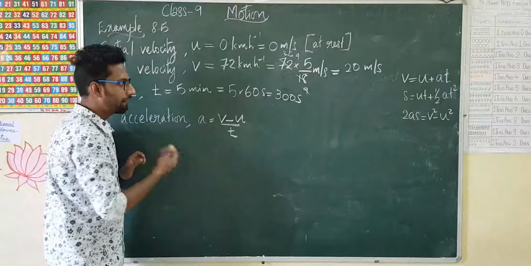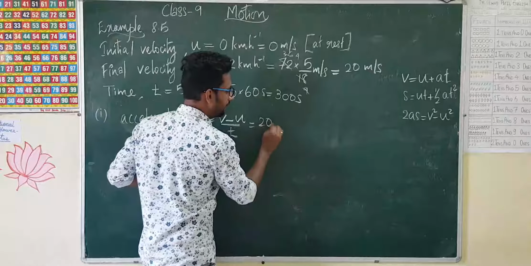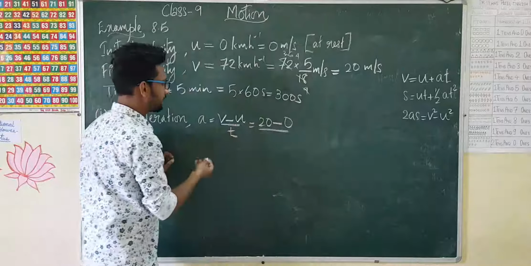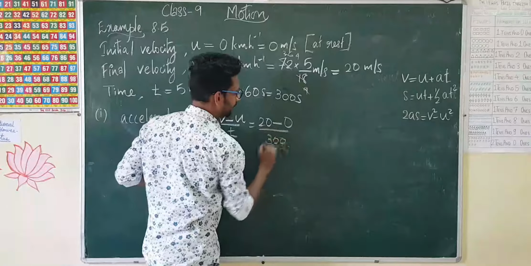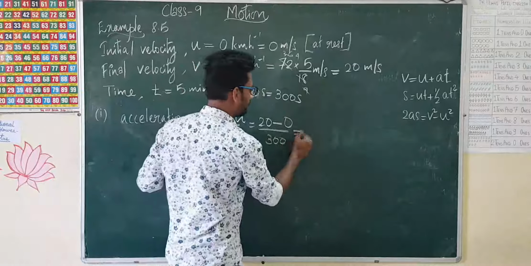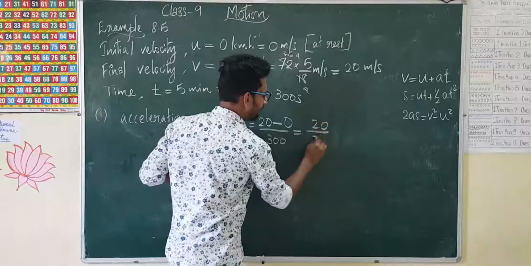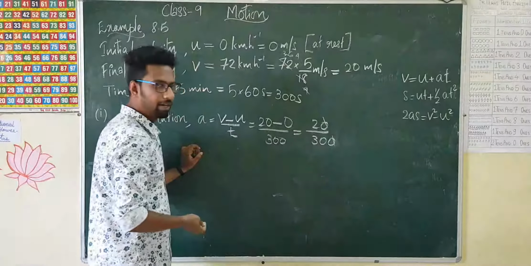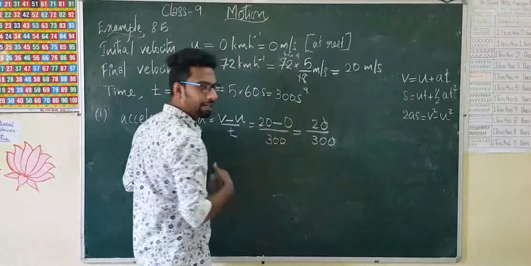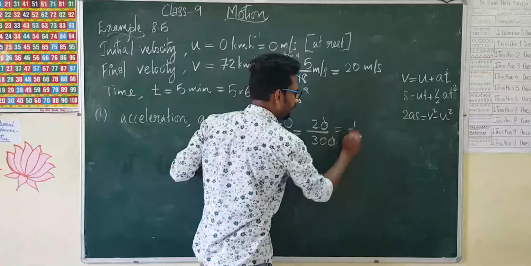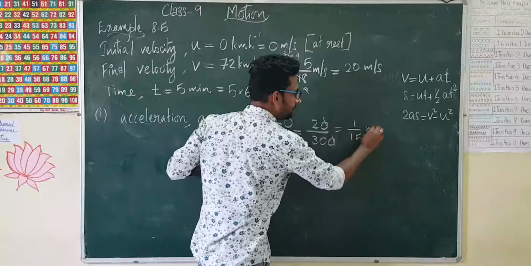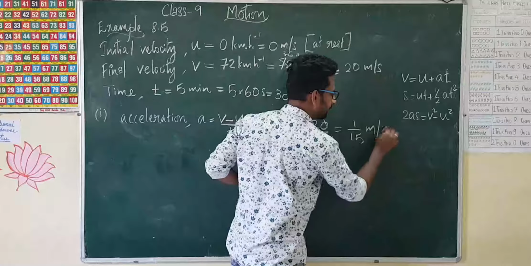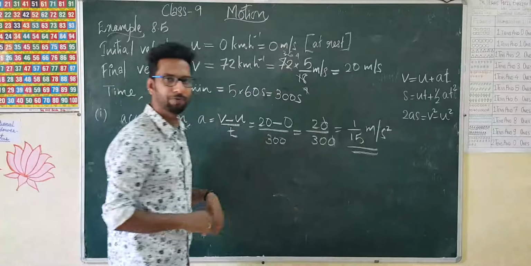After writing the equation, we have to substitute the values. That is 20 minus what is the initial velocity? 0, divided by, then what is the time? 300. So our answer is 20 divided by 300. We can cut one zero, then the remaining is 2 by 30. Again, since both are even numbers, we can cut with 2, then we will get 1 by 15. What is the unit of acceleration? That's meter per second square. So we got the answer for the first question.